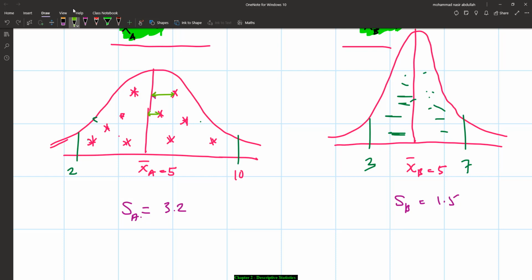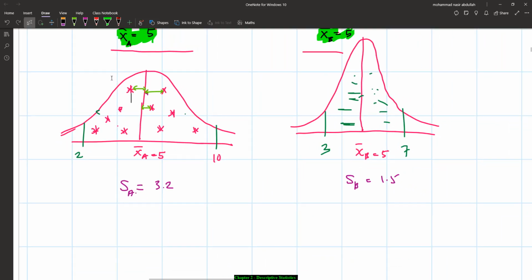The distance dekat sini, semua distance. So the collection of distance, the mean of the distance between observation and mean is called as standard variance or standard deviation. Right? Sama juga dekat sini lah. Kita measure the distance and take the mean of all distance. This is what we call as variance or standard deviation.